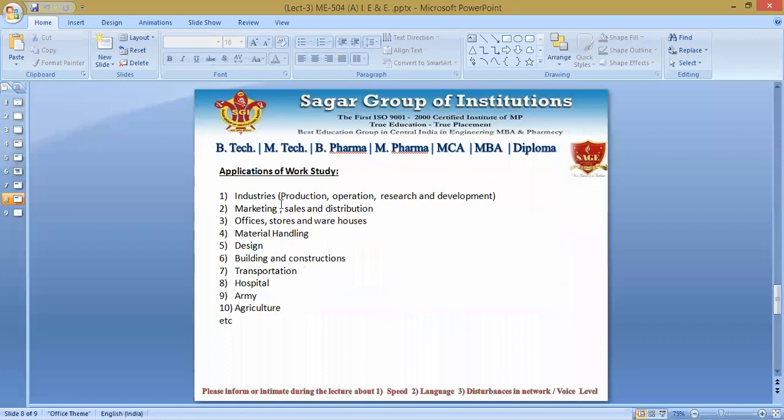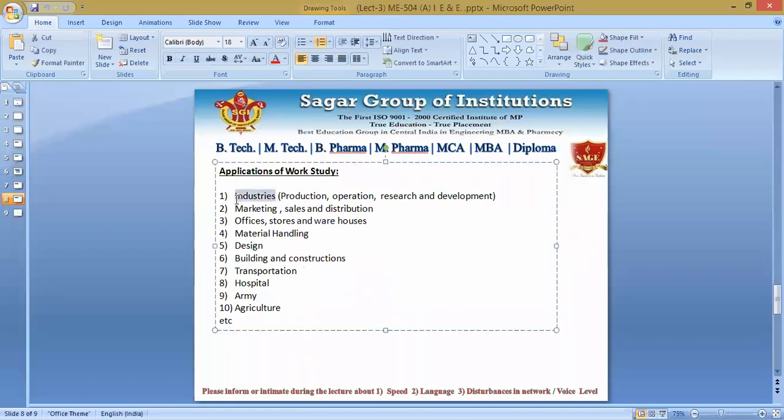Now what is that? In industries also we can deploy this kind of basics of work study, like production unit, operation unit, research and development units. There are many places where only R&D work is going on. There is no production, but they are doing R&D only. There also we can apply this work study funda.